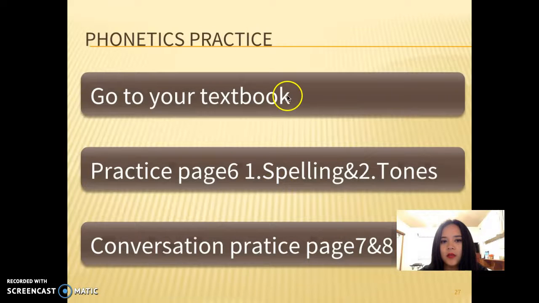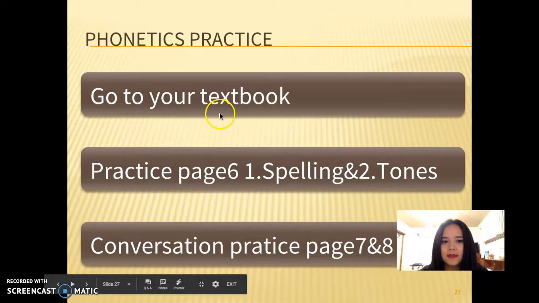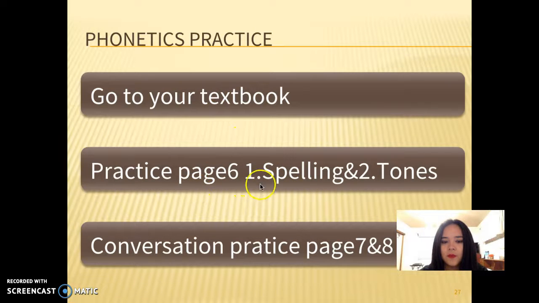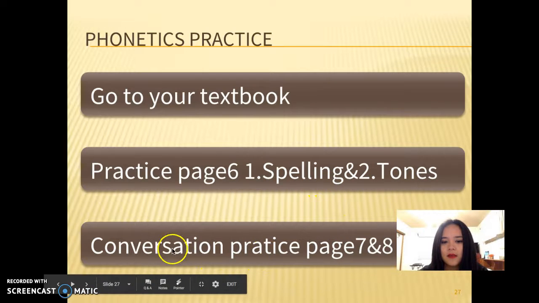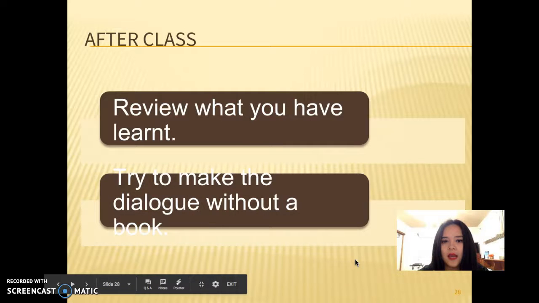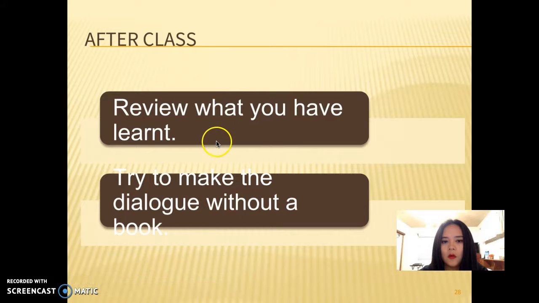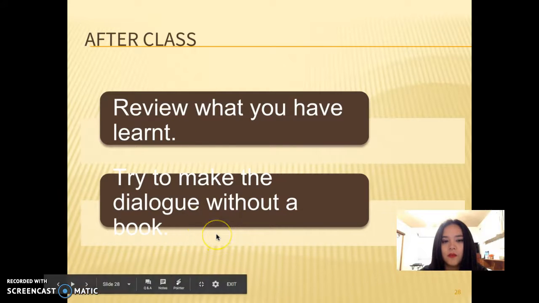And now we would like all the students to do some practice. Go to the textbook and turn to page 6. First do the spelling, then do the tones. And after that, conversation practice on pages 7 and 8. And after class, I would like you all to review what we learned and try to make the dialogue without a book.